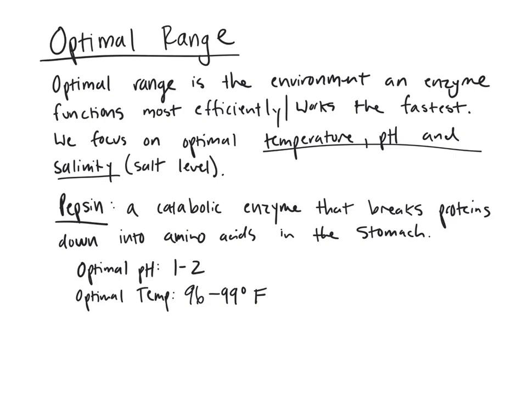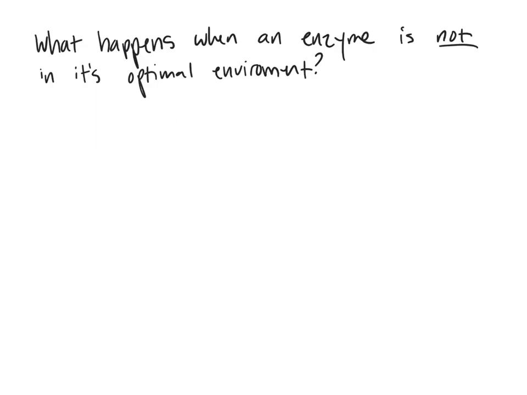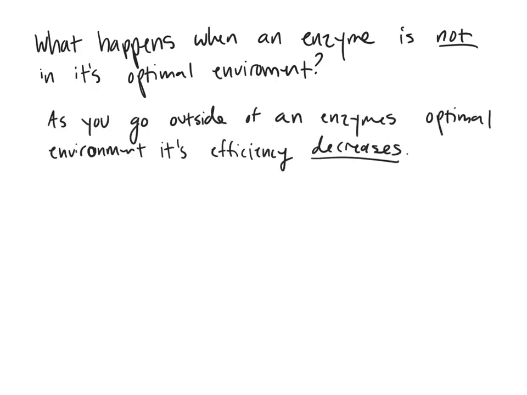So the main question is, if pepsin works best at 1 to 2 pH and around body temperature, what happens when you go outside of the optimal range? When an enzyme is not in its optimal environment, it's going to decrease in efficiency, or it's not going to work as quickly or as well as soon as you go a little bit outside of that optimal environment. This basically means that enzyme is turning substrate into product a lot slower.